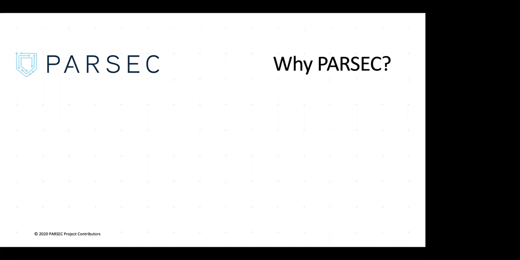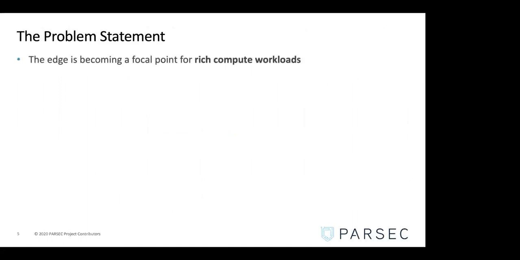Why does PASEC exist? Well, the PASEC story starts here with this recognition that the edge in particular is evolving as a compute platform, becoming a focal point for rich compute workloads. This is being driven by a need to process data at the source. The volume of data from IoT is growing, and with that growth comes a need to process and gain insights and actions from that data locally without a high cost and high latency backhaul. And it means that this edge layer, where we might traditionally have done nothing more than say a protocol translation, is now a place where we're doing analytics, we're doing machine learning. It's a place where we're deploying complex workloads. It's becoming a more elastic and cloud-like layer.